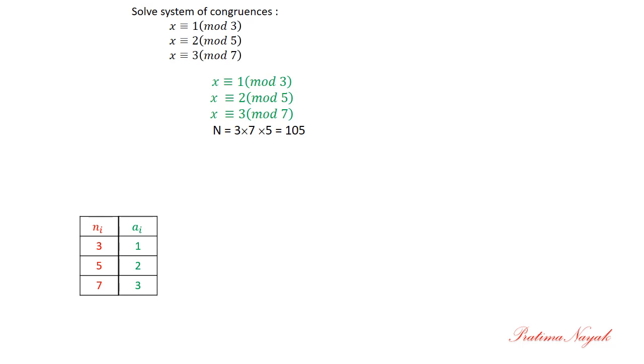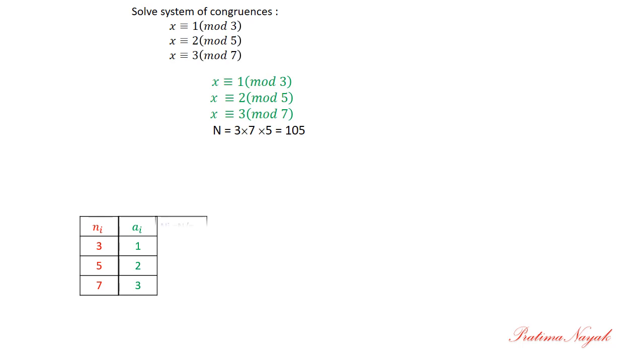Here the ni are 3, 5 and 7, and ai are 1, 2, 3 respectively. So capital N is equal to the product of n1 into n2 into n3, that will be 3 into 7 into 5, it will be 105.